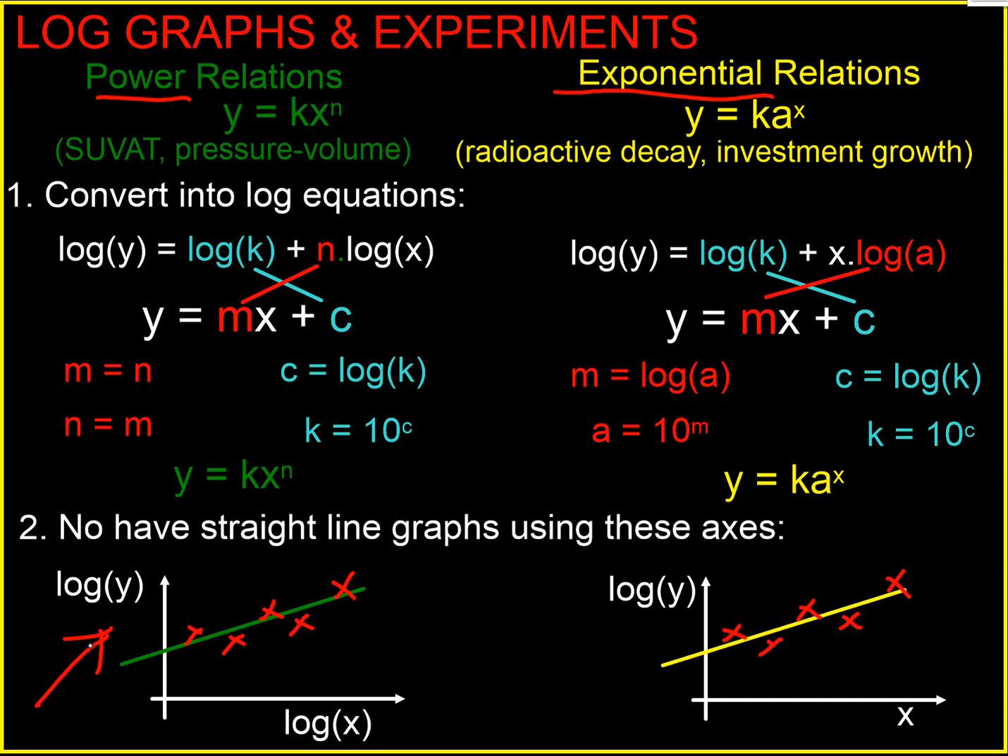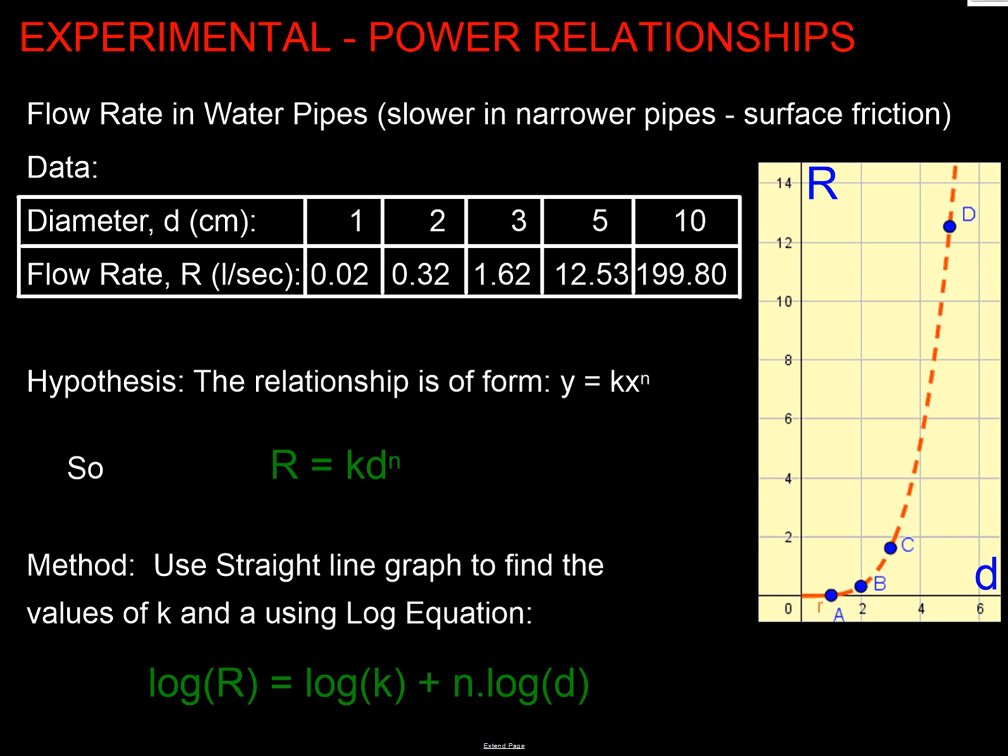So it was either going to be a log-log graph on this side, because I've got a log here and a log there, from this equation up here and here, or a log x graph here to be a straight line, because I had a log there and I've just got an x there. So that's what we did. Now let's do it in practice with some experiments.